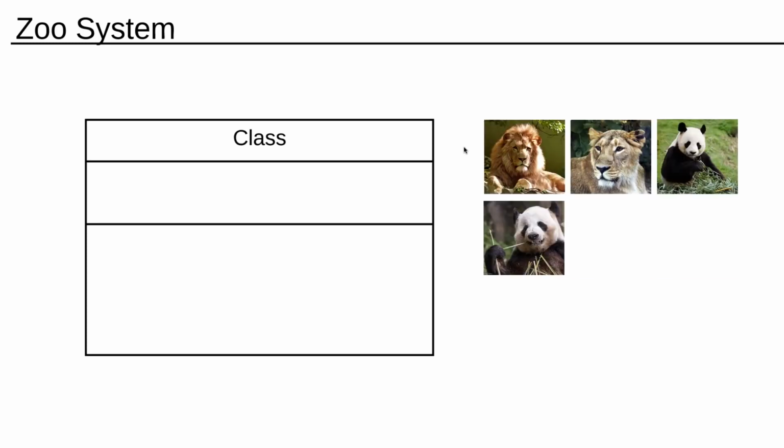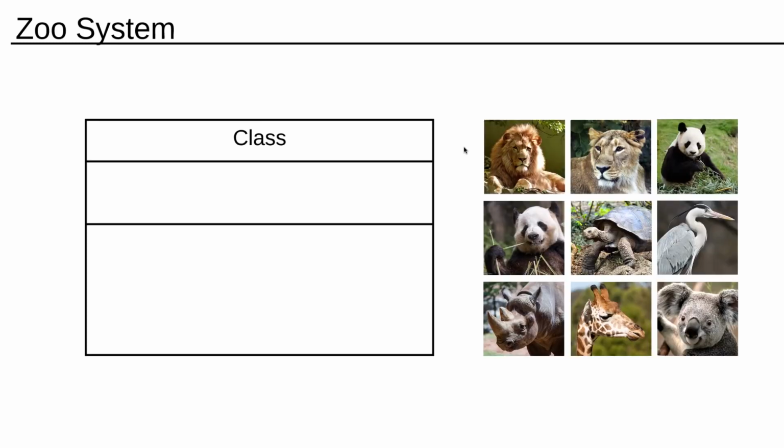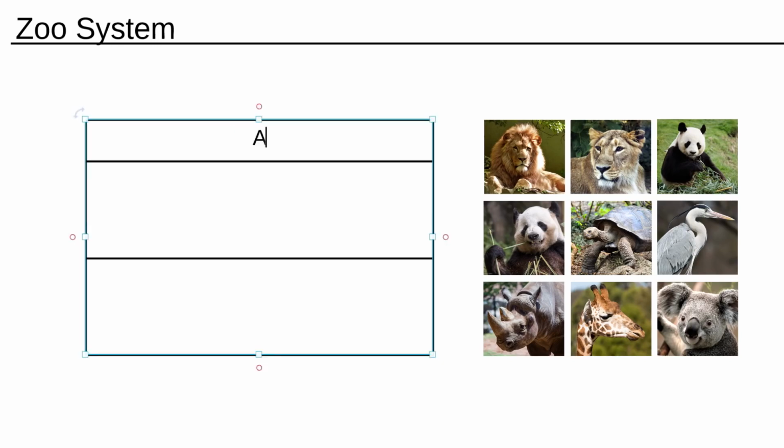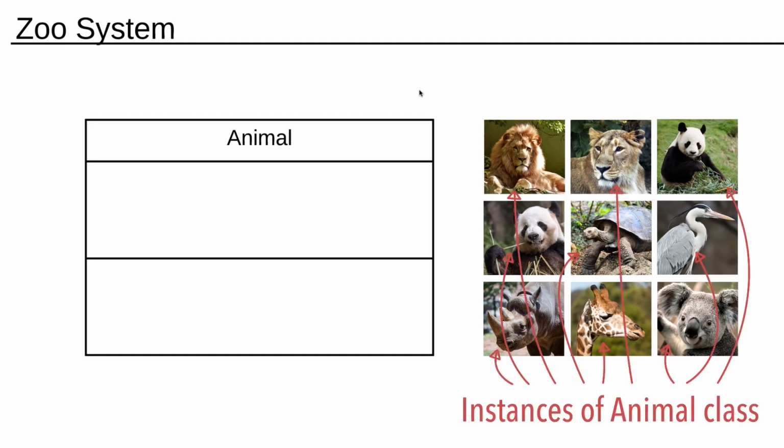So what's in a zoo? Well, there are a ton of animals, so we could create a class for our animals. To do that, you just write the name of the class in this top section. If our class is animal, an instance of that class would be a specific animal. So the question is, how would you go about identifying each instance of that class?